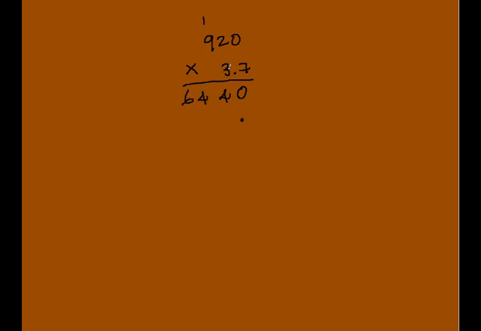We don't write here. So 3 times 0 is 0. 3 times 2 is 6. 3 times 9 is 27. 0. Bring down the 4 here. 4 plus 6 is 10. Carry a 1. 1 plus 6 is 7. 7 plus 7 is 14. Carry a 1. 1 plus 2 is 3.